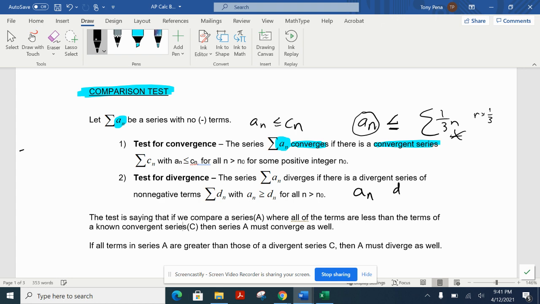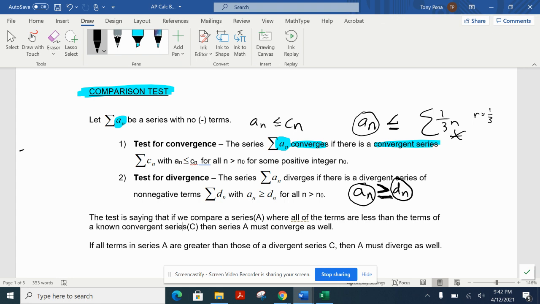In a similar way, if we compare our series to a divergent series, I'm going to use D just to indicate that it diverges. If our series' terms are always greater than or equal to the corresponding terms in that divergent series, then our series would also have to diverge. If this has an infinite sum, that's why we're using the letter D, because it diverges with an infinite sum, and our series is equivalent to that, or possibly even greater, in all those terms, then overall our series would also have to diverge.